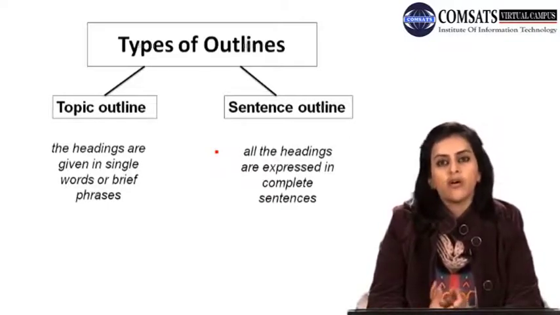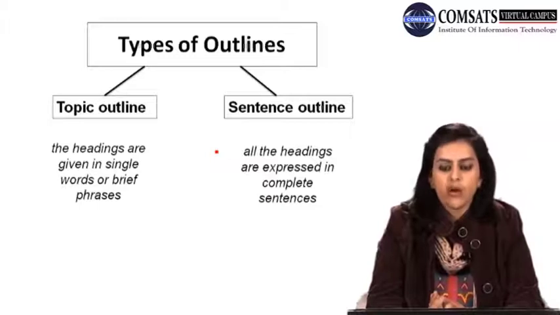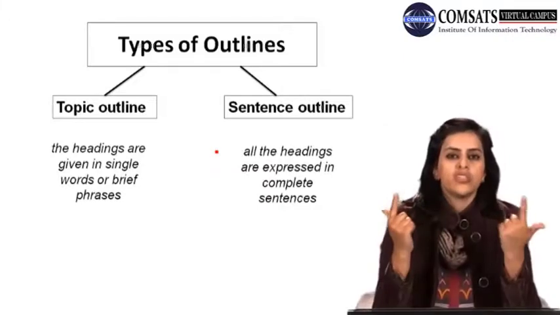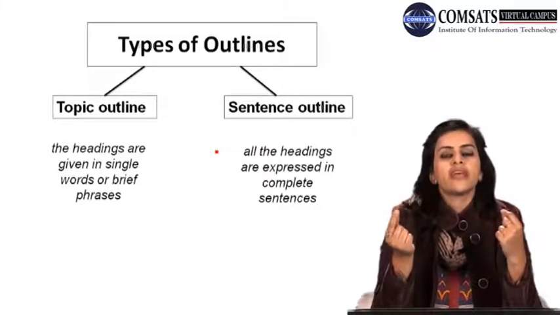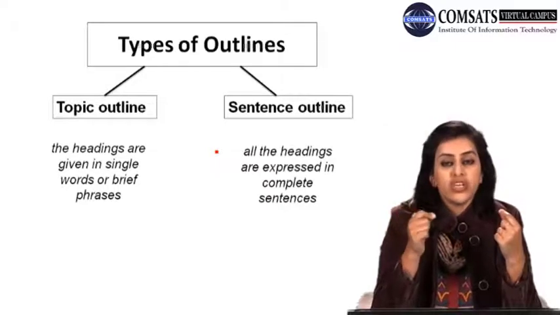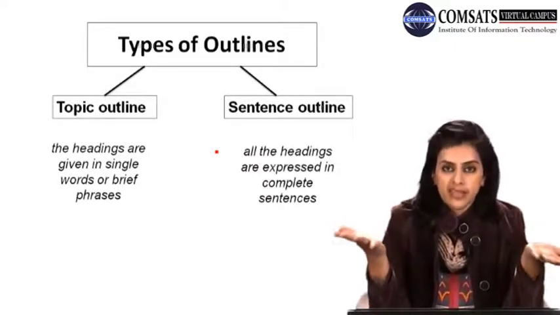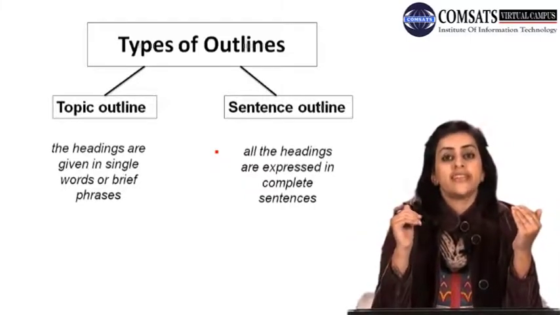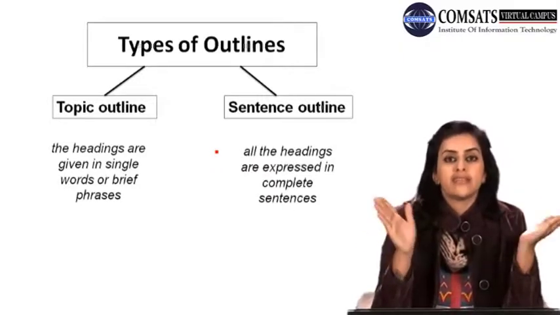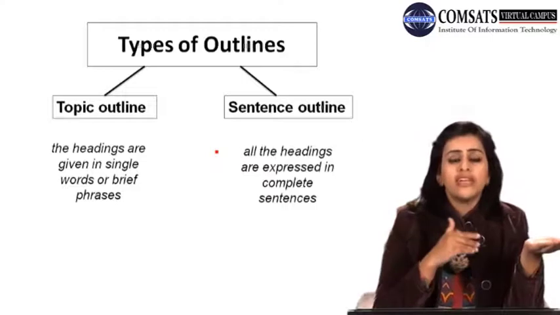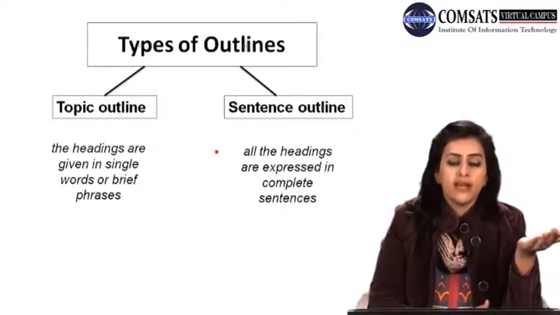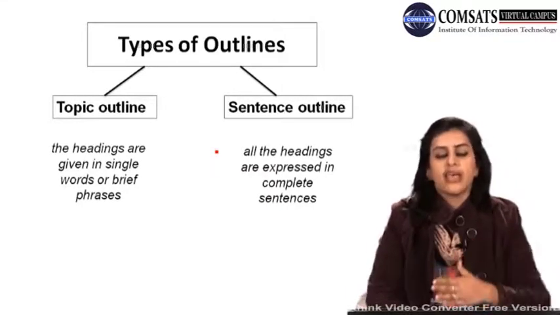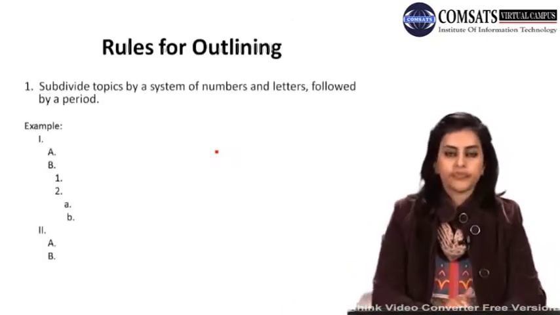The other type of outline is your sentence outline, where all the headings are expressed in complete sentences. Now there are two situations. The topic outline carries your heading, but the explanation is not provided in complete sentences. However, a sentence outline provides the explanation and description of the headings in complete sentences. So there are words and fragments in a topic outline. However, there are complete sentences in your sentence outline.